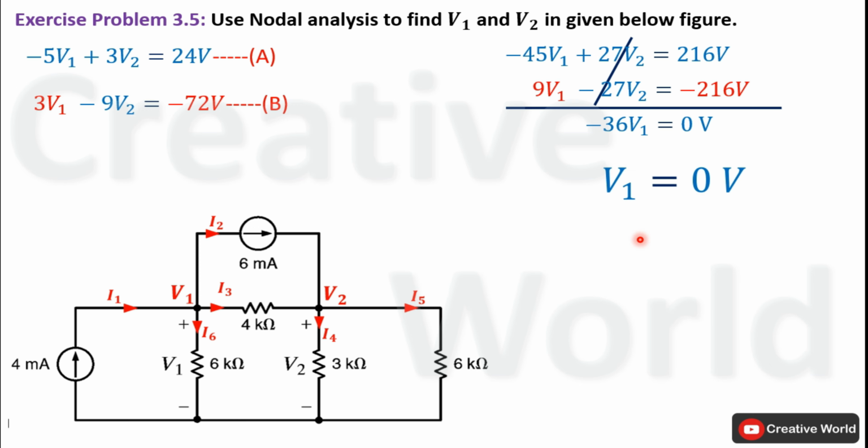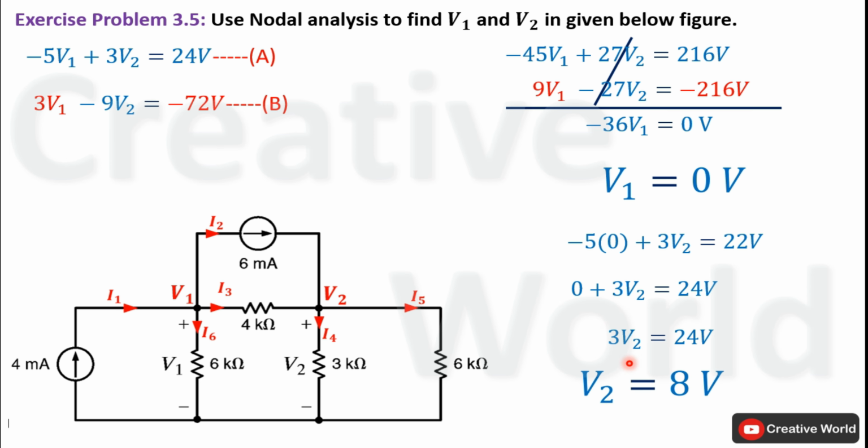After calculating the value of V1, now we are able to calculate the value of V2 as well. For that purpose, we will place the value of V1 in equation A. Here V1 is replaced with 0 volt and the product of minus 5 and 0 will become 0. So the equation will become 0 plus 3V2 equal to 24 volt. Now in order to find out the value of V2, divide on both sides with 3. So the value of V2 will become 8 volt.